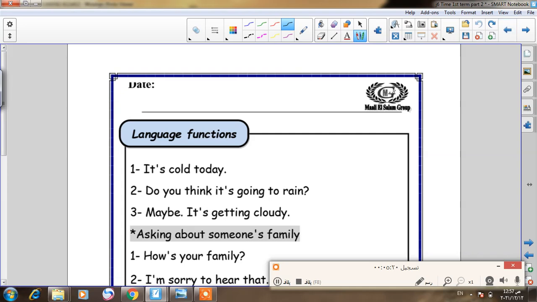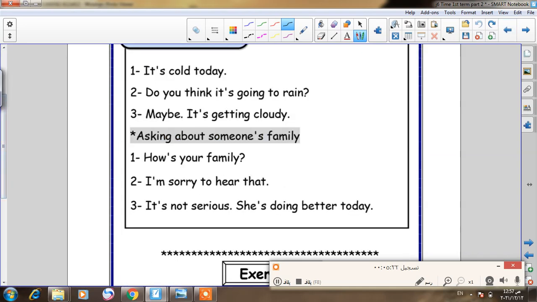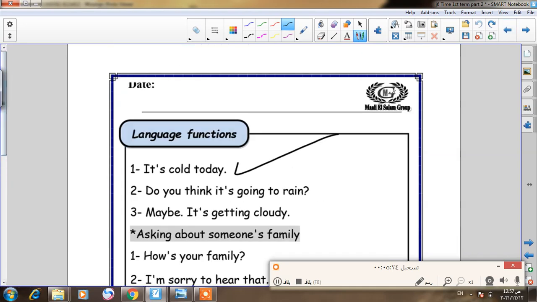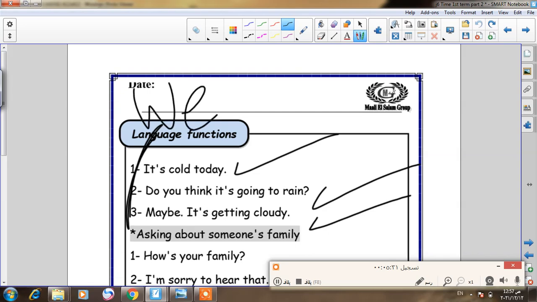Okay, and then after this, we're gonna read this again for the second time together. It's cold today. Do you think it's going to rain? Maybe it's getting cloudy.